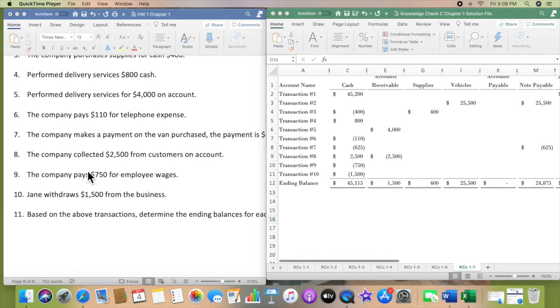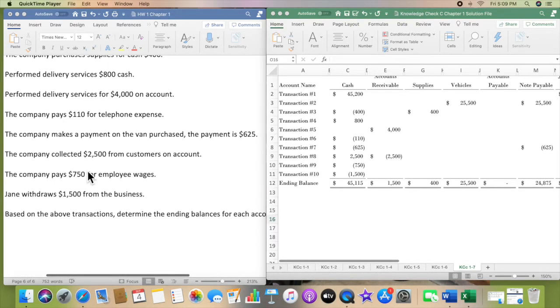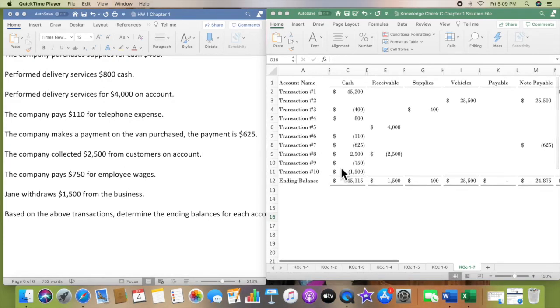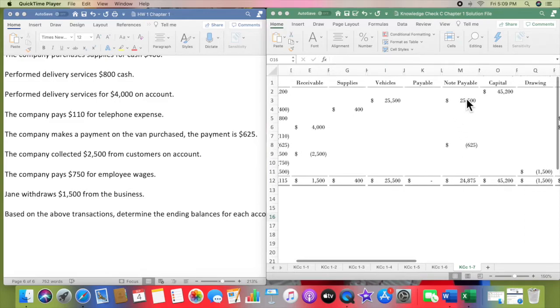Transaction number 7, the company makes a payment on the van purchased. The payment is $625. So again, cash is going out, so our cash account is being impacted, and it's a negative $625. We've got parentheses. And our notes payable is going down. We're paying off this note, so notes payable decreases by $625 because we no longer owe this $625, right?